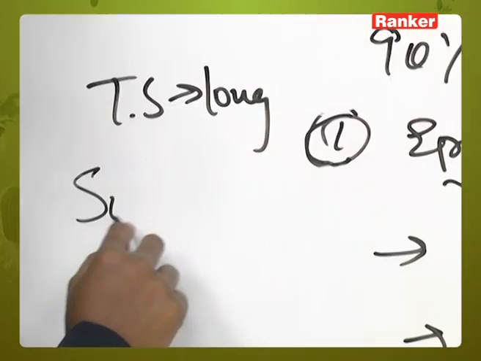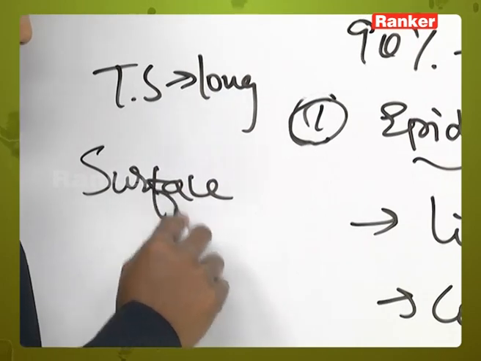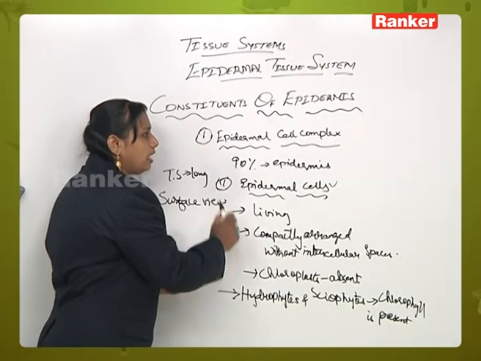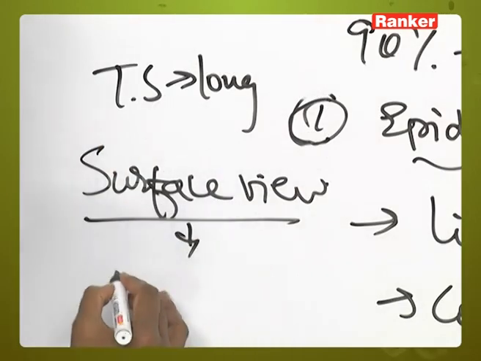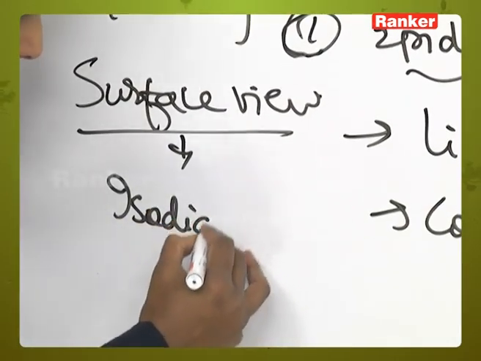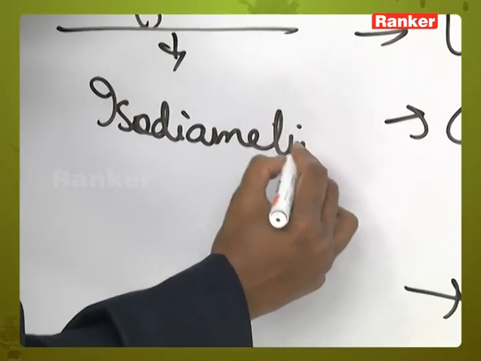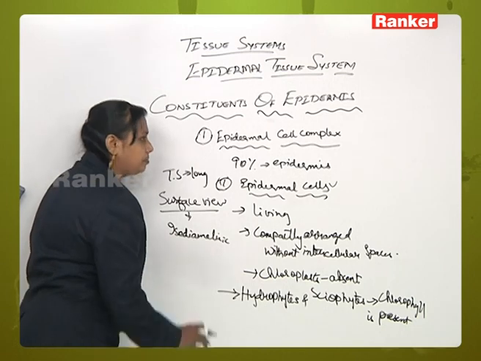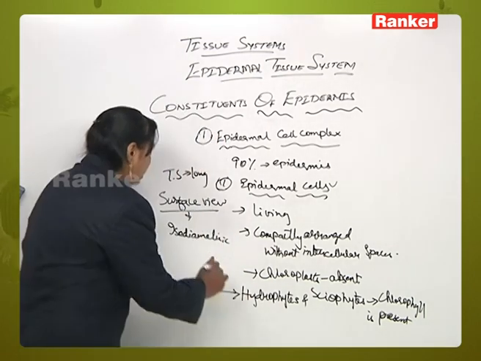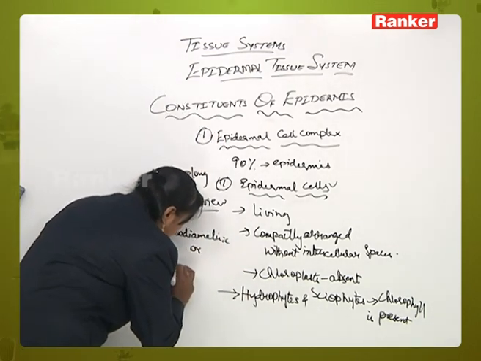And in case of surface view, the cells are isodiametric in nature. The epidermal cells, if you see, are isodiametric, meaning they have almost the same diameter, and are stretched longitudinally. Either they are isodiametric or stretched longitudinally.